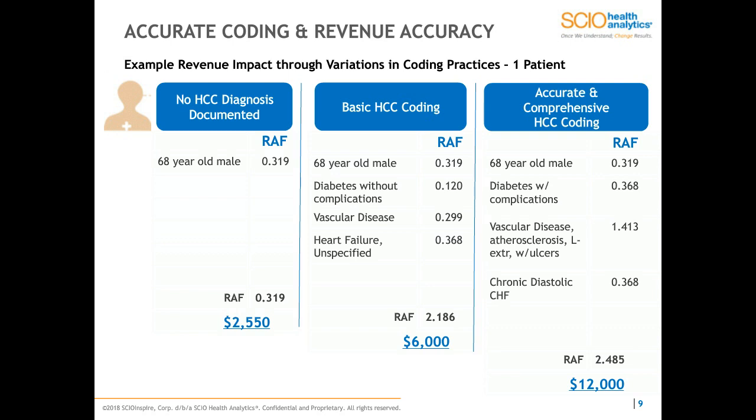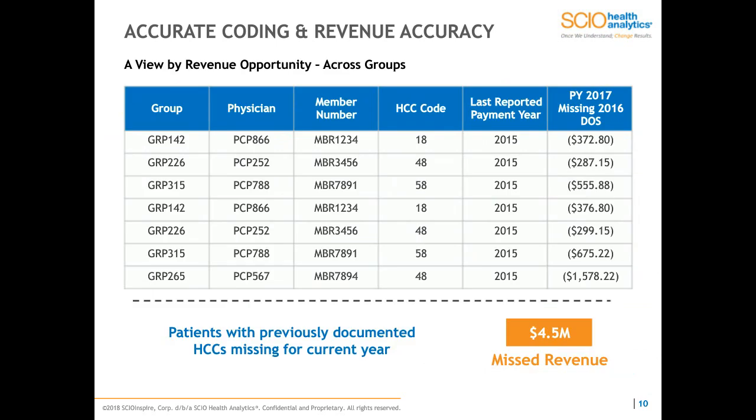So the delta between that no HCC diagnosis to an accurate and comprehensive HCC coding approach is really clearly very substantial, and in this instance, $9,500 or so is the delta. So that's going to add up to really significant dollars and cents in an organization, and we want to make sure that we're going after that as quickly and as efficiently as we can. So getting into a little bit more detail of how to do that, you want to be able to look at this across the various groups in an organization.